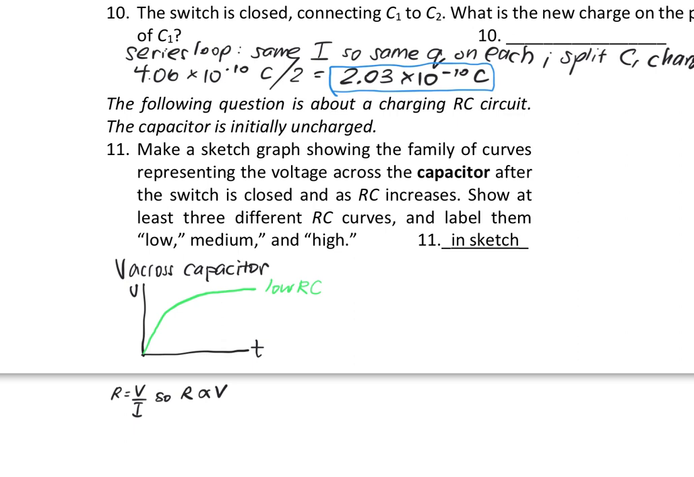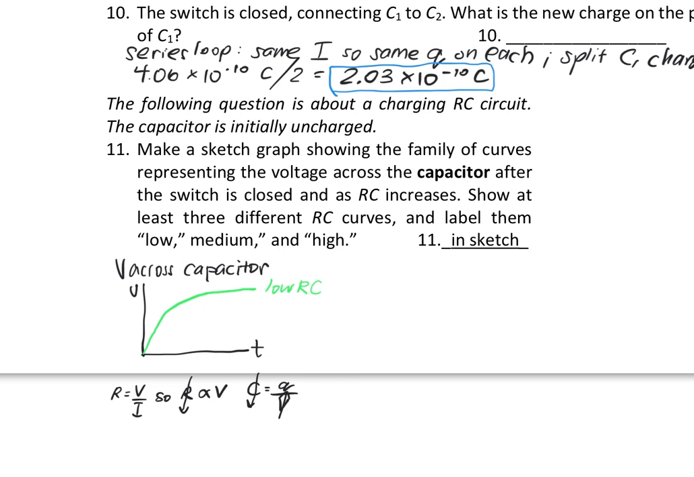Smaller resistors have less of a potential drop across them. And C is Q over V, so for the same charge, C and V are inversely proportional. So for a low value of C, that's going to be a higher value of V. So if R is low, or if C is low, that's going to be a higher voltage across the capacitor. Let me go back to the R equals V over I.